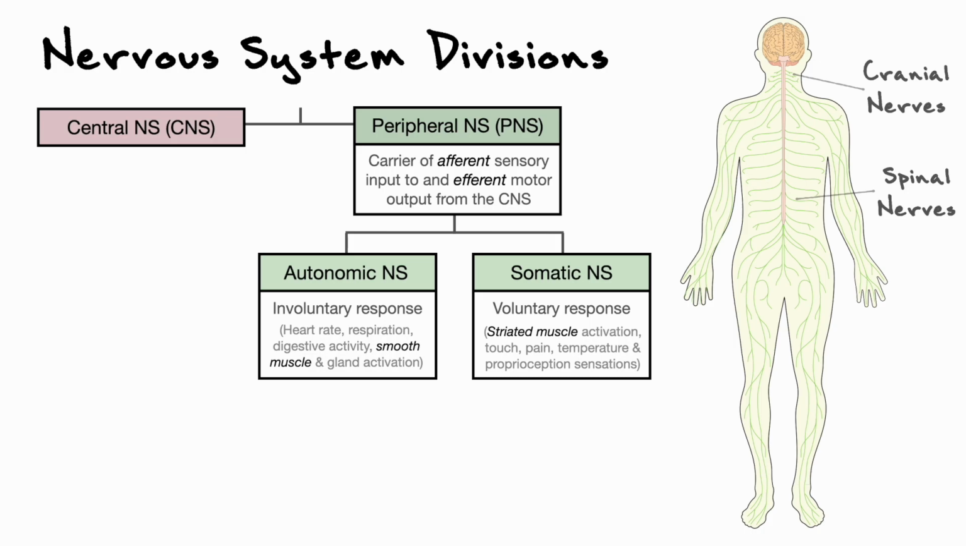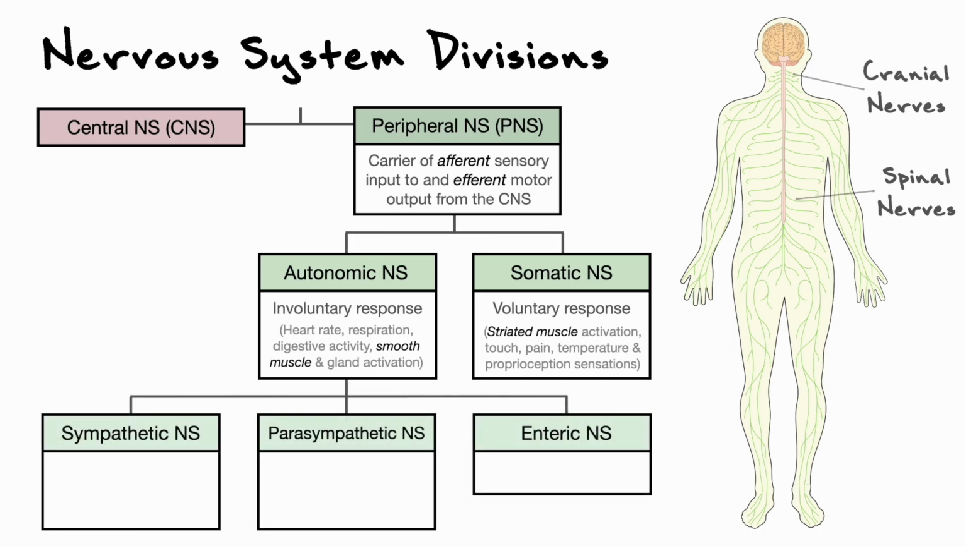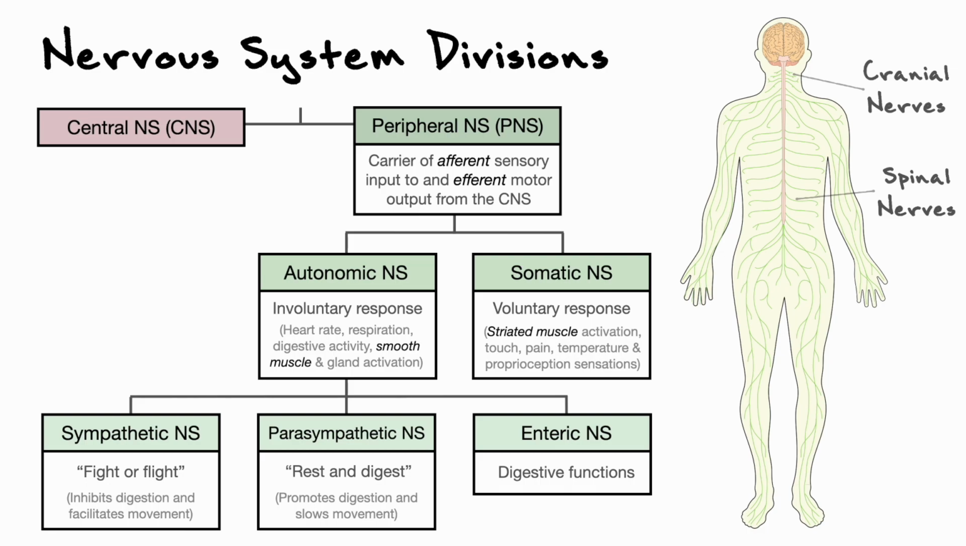Now, the autonomic nervous system can be further divided into three branches: the sympathetic, parasympathetic, and enteric branch. The sympathetic branch is often referred to as the one that mediates our fight or flight response because it inhibits digestion and facilitates movement by making our body pump more blood and breathe more frequently. On the other hand, the parasympathetic branch is often said to mediate our rest and digest because it promotes digestion and counteracts the effects of the sympathetic branch. Finally, the enteric branch is a separate and independent nervous system that locally mediates digestive activity in the gastrointestinal tract.